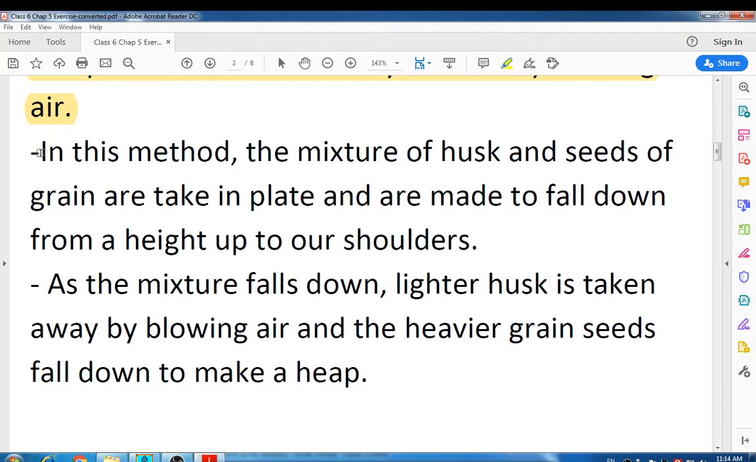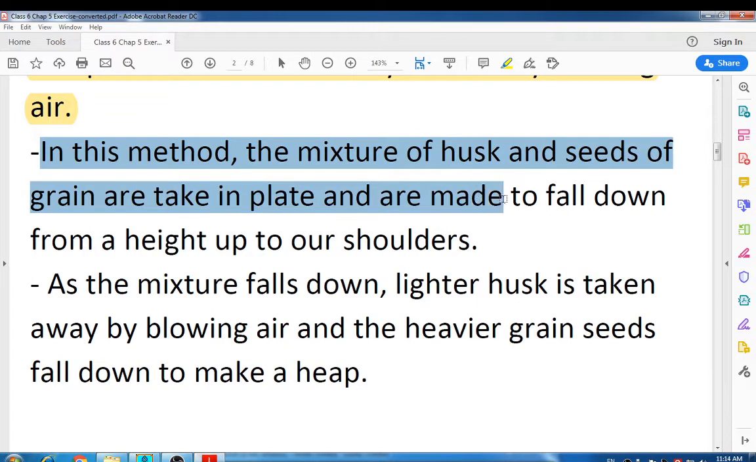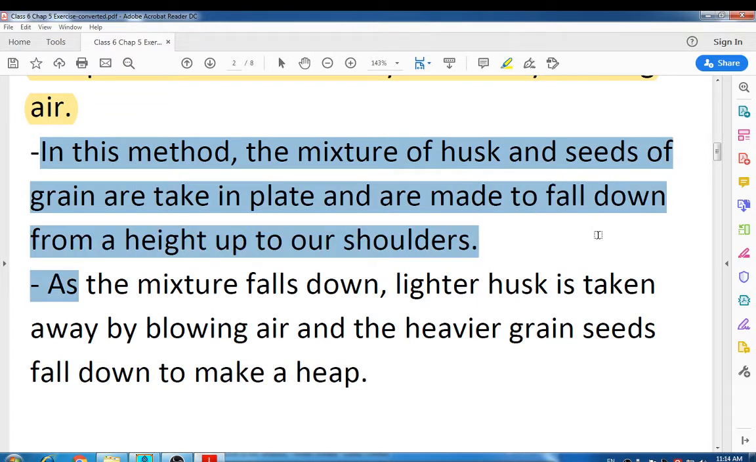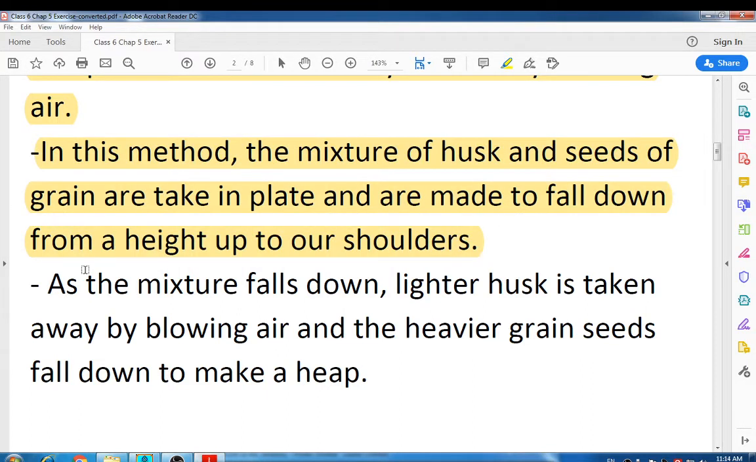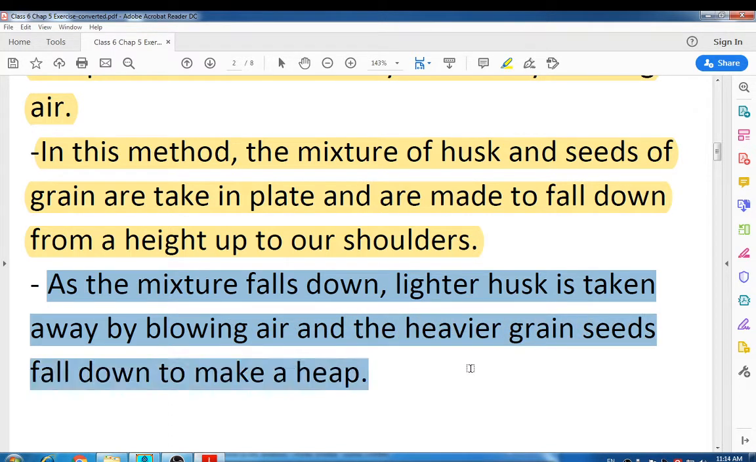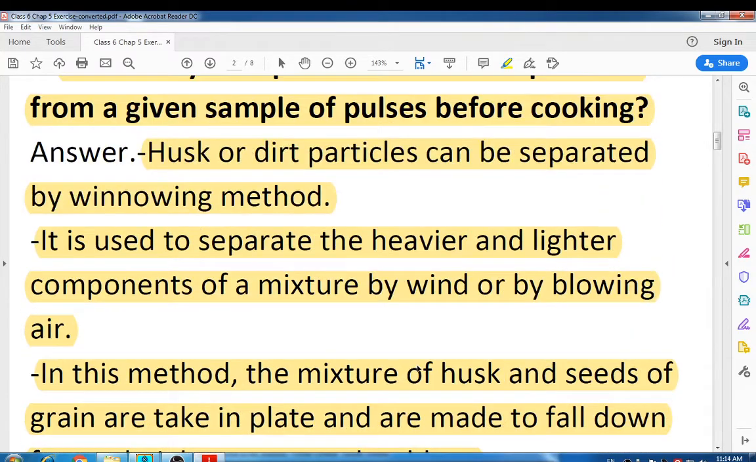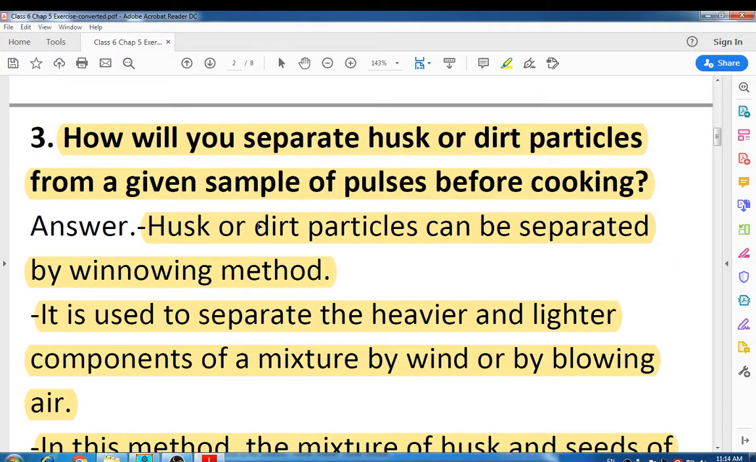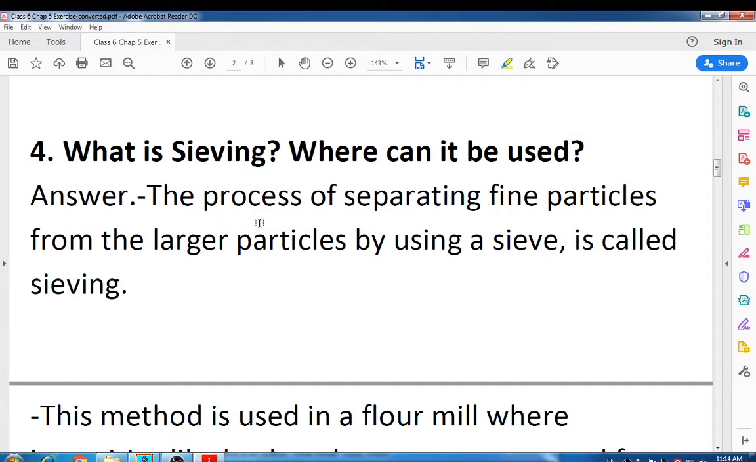So in this method the mixture of husk and the seeds of grain are taken in a plate and are made to fall down from a height up to our shoulders. Correct? As the mixture falls down, lighter husk is taken away by blowing air and the heavier grain seeds fall down to make a heap. Understood? So question number 3. Yes. Now question number 4.